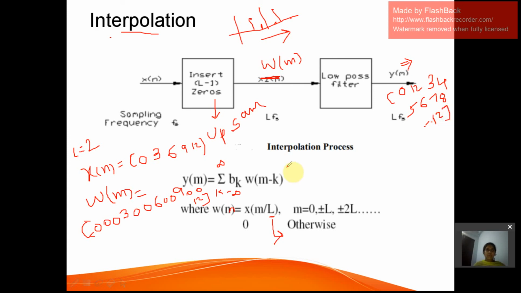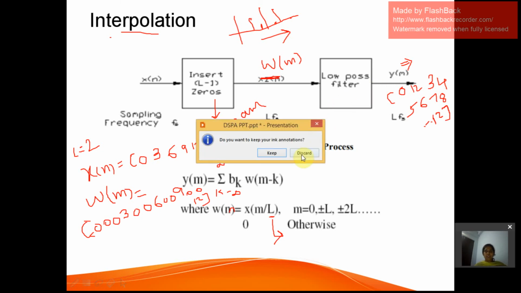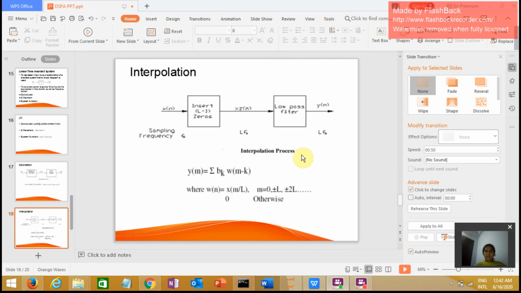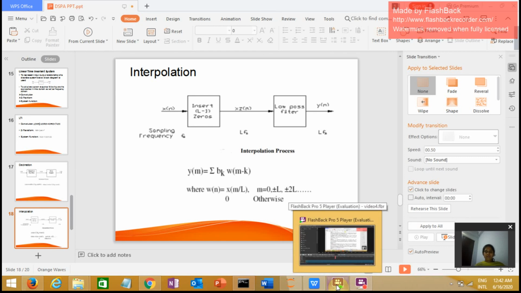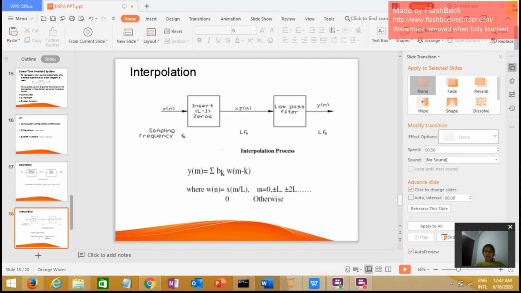In this way the interpolation process has been carried out, and later on we'll be discussing the digital filters in the coming session. I think it is clear that interpolation and decimation are two digital signal processing operations. One is used for decreasing the sampling rate, that is decimation, and the other is used to increase the sampling rate. I think it is clear for you.